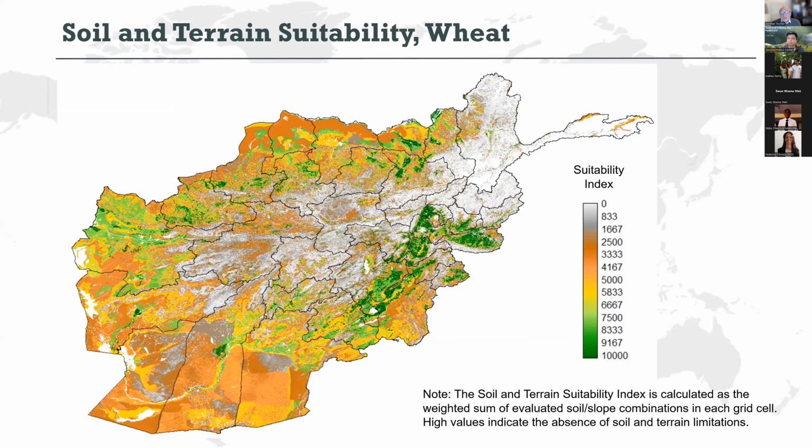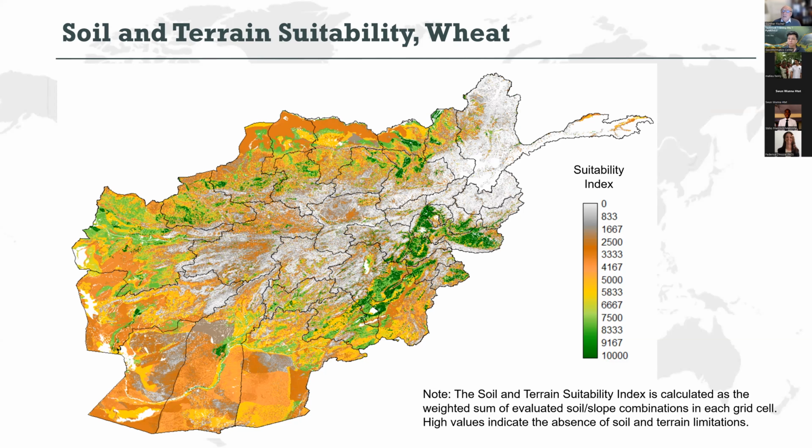As a result of the soil and terrain suitability assessment, here is an example of what comes out in a study which was done in Afghanistan. The crop under consideration is the most important crop in Afghanistan, wheat. And what the index shows is a very high value of 10,000, which means that there are perfect conditions for wheat growing in terms of soil and terrain conditions.